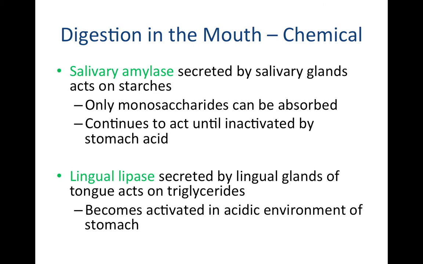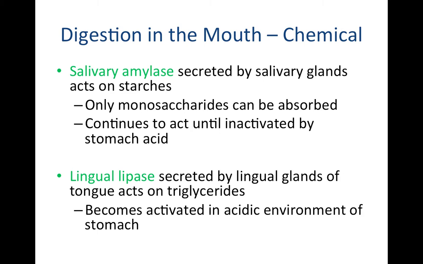Chemical digestion is with the enzymes we discussed. So salivary amylase is secreted by your salivary glands. You start to digest those starches or those carbohydrates, and it will continue to function and act until it reaches your stomach, and then it is inactivated by that acidic pH. So salivary amylase only works in the mouth. It will stop working once it gets to your stomach. And again, it digests carbohydrates.